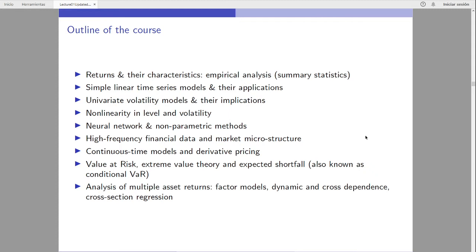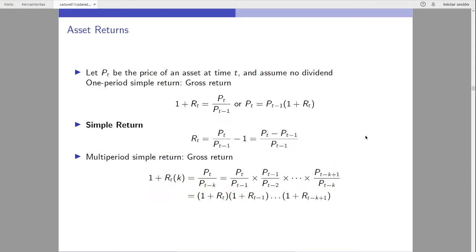We're going to be taking a look at high-frequency financial data and market microstructure. Continuous time models and derivative pricing. This will include a bit of real analysis. Spoiler alert. We will be seeing value at risk, extreme value theory, and expected shortfall, which is also known as conditional value at risk. We'll see why in lecture 7. And analysis of multiple asset returns, namely factor models, dynamic and cross-dependence, and cross-section regression, fundamentally.